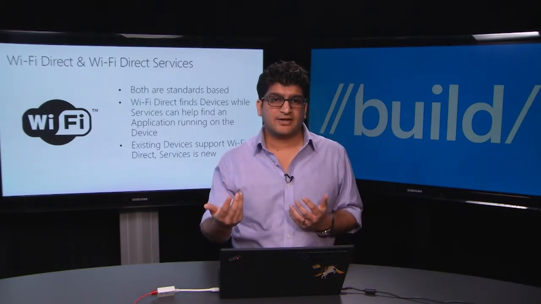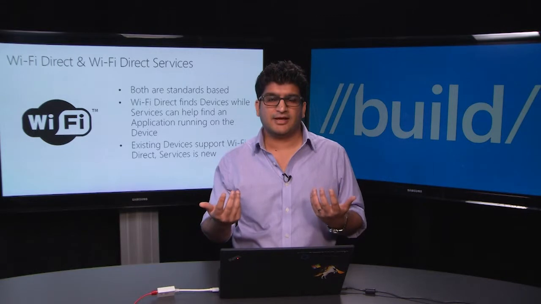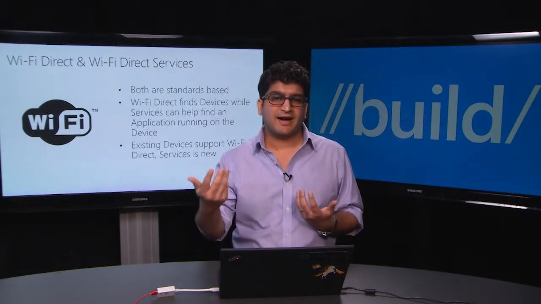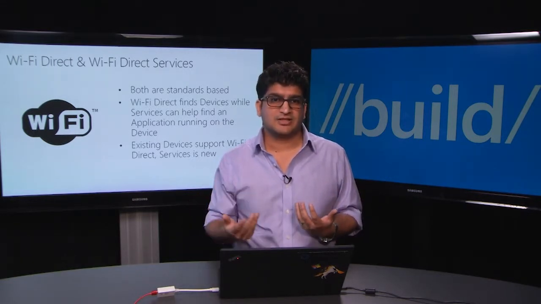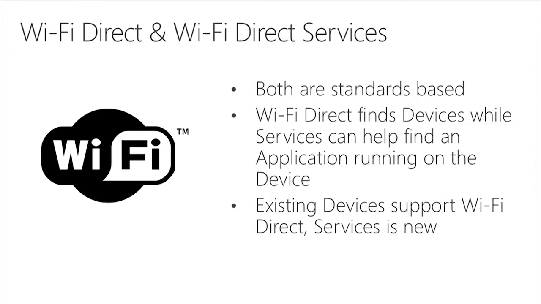What Wi-Fi Direct Services adds is an additional layer on top of it. So you can actually find the service running on the remote device. For example, if you were writing a game application, you would from a PC find another PC, and that's not very valuable because the PC may or may not be running the game. With Wi-Fi Direct Services, you could actually find other people who are playing the same game in the vicinity, so you could connect and communicate with them.